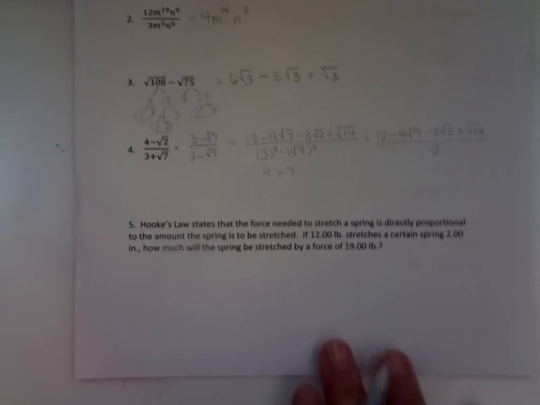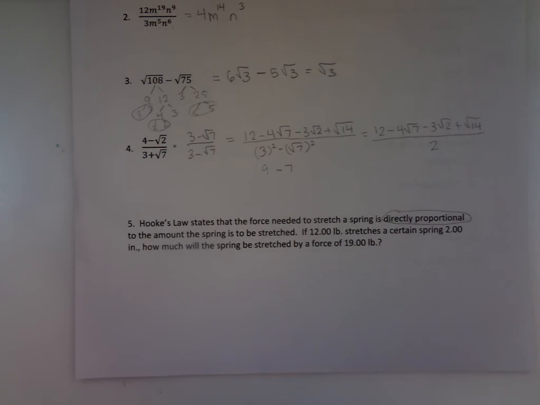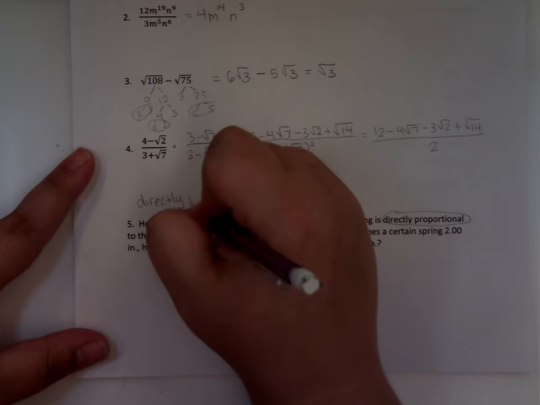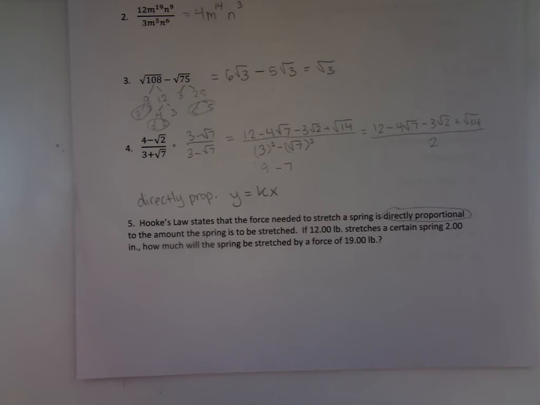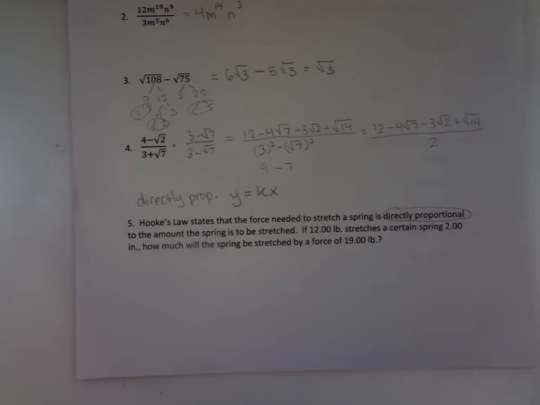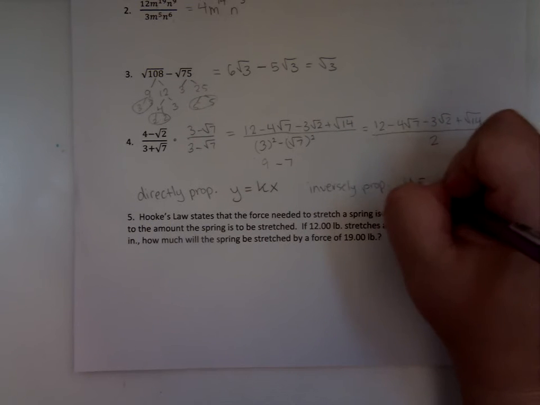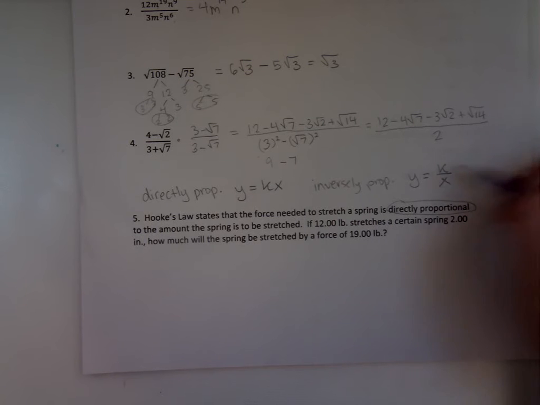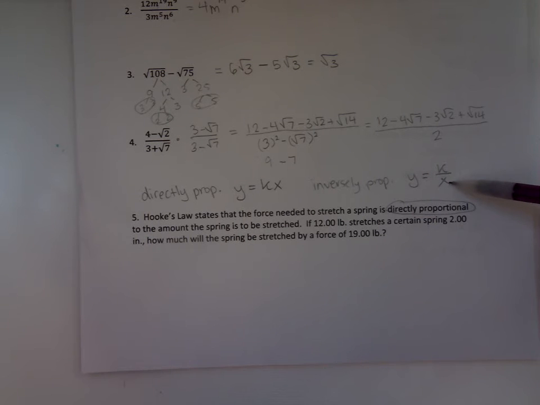Okay, next. Hooke's law states that the force needed to stretch a spring is directly proportional. So let's just talk quickly about direct and indirect variation. Directly proportional is y equals k times x. So k is called the proportionality constant. As x increases, y increases. Inversely proportional is y is equal to k over x. So as x gets bigger, as the denominator gets bigger, the whole fraction gets smaller. So here, if x increases, y increases. Here, if x increases, y decreases.